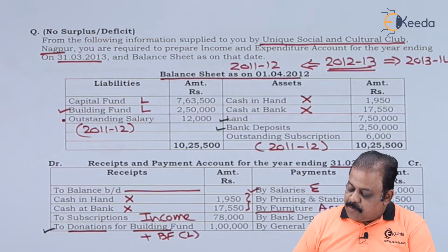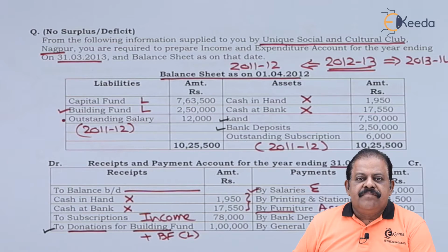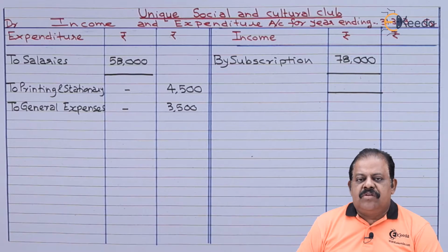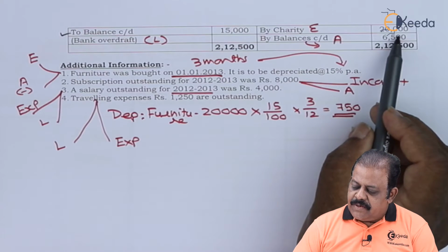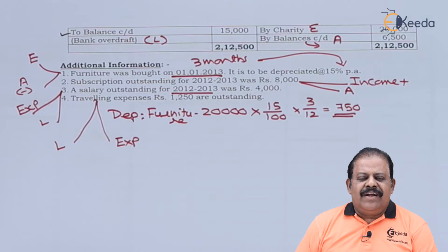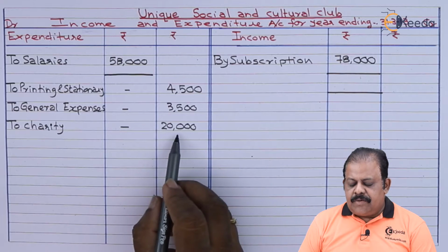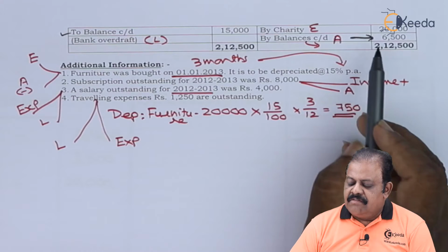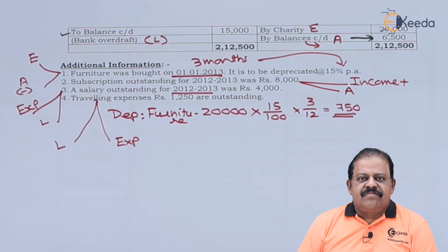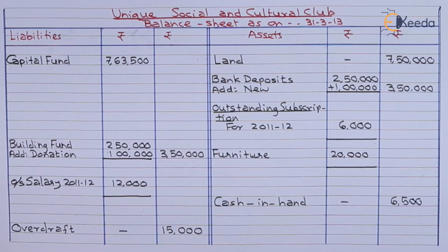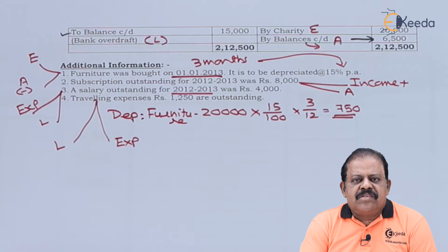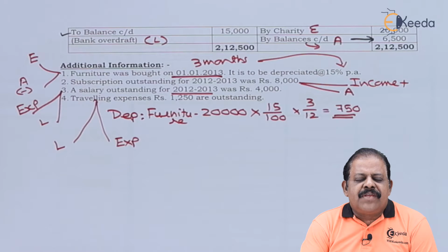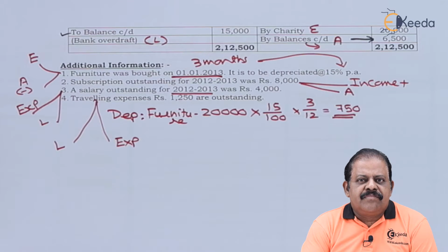Next we have general expenses 3,500. This will be recorded as expenditure. To general expenses 3,500. Next we have charity 20,000. This will be recorded as expenditure. To charity 20,000. Next we have by balance carried down 6,500. That is the closing balance of cash. It will be recorded on the asset side. Cash in hand 6,500. We have recorded all items in the receipts and payment account and opening balance sheet.